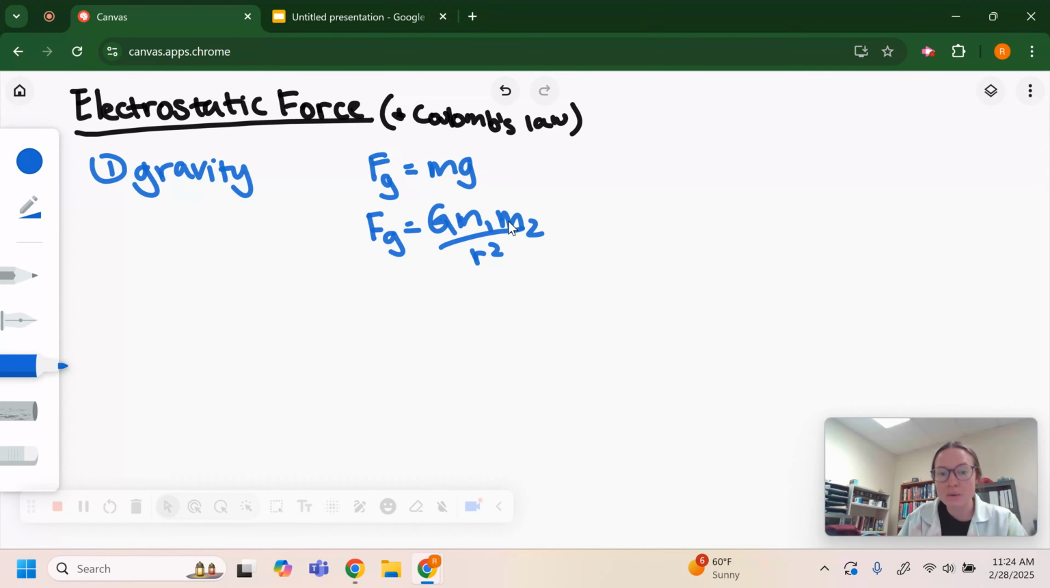This second equation we can use for any two objects with mass. So this capital G, you'll remember, is our universal constant of gravitation. It's equal to 6.673 times 10 to the negative 11th newton meters squared per kilogram squared. That's times 10 to the negative 11th here, not times 10 to the 71st.